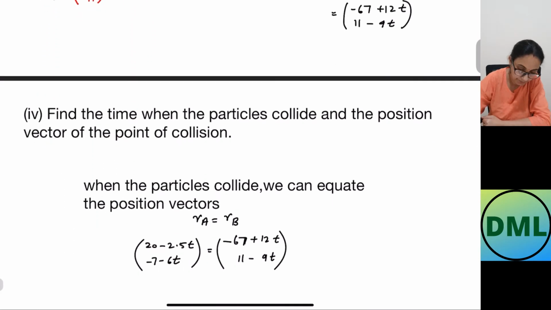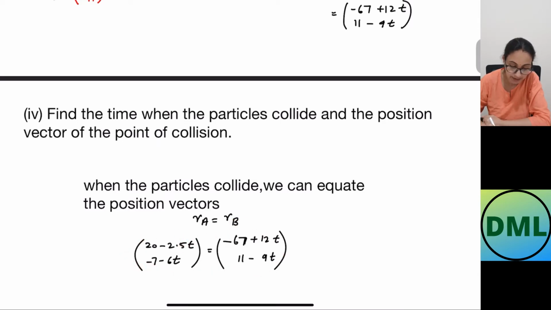Now, find the time when the particles collide and the position vector of the point of collision. So when the particles collide, we can equate the position vectors of A and B. So RA is equal to RB. As you can see, I have equated the values.